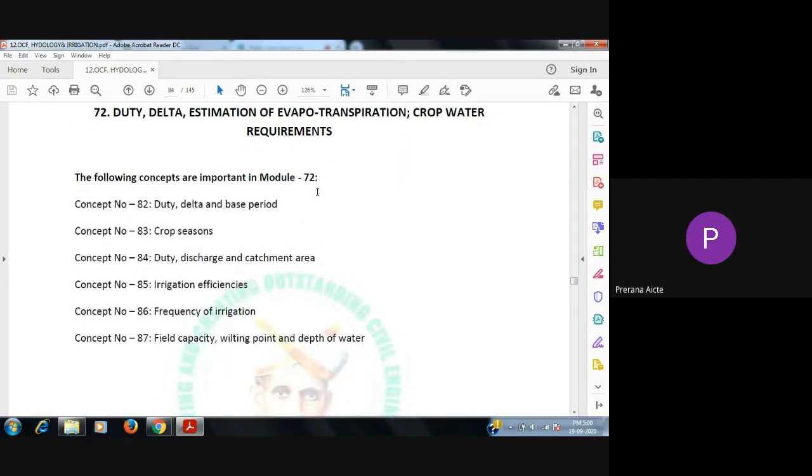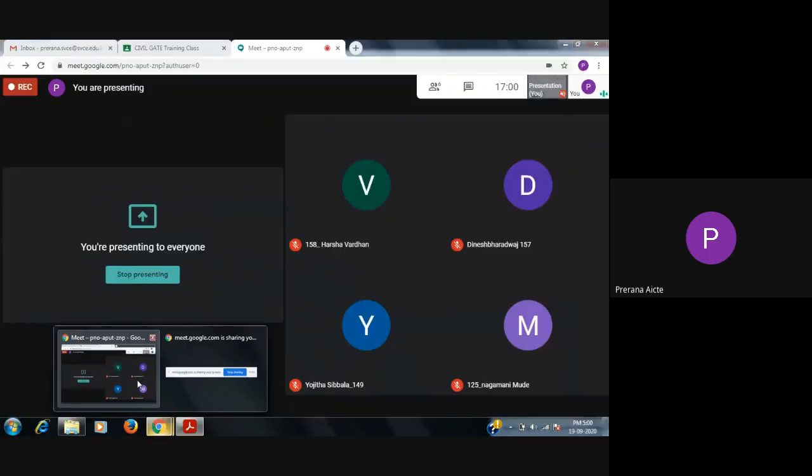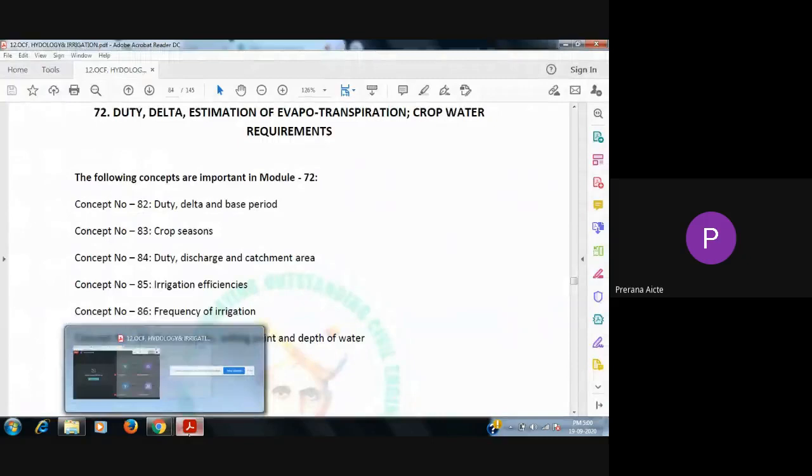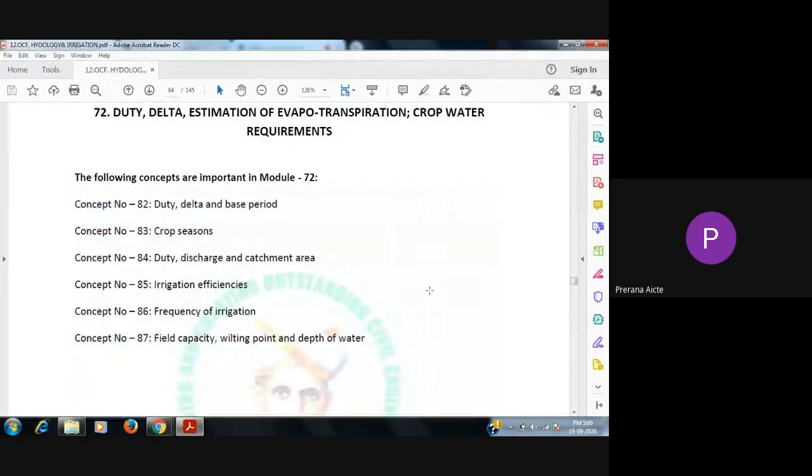So, the next important topic is irrigation. Irrigation is very, very simple to attempt in the GATE examination. Not only GATE, irrigation is a very easy subject to attempt in any competitive examination, whether it is AEE or CPEE, because I have only one formula, duty and delta, which you should already know very well.